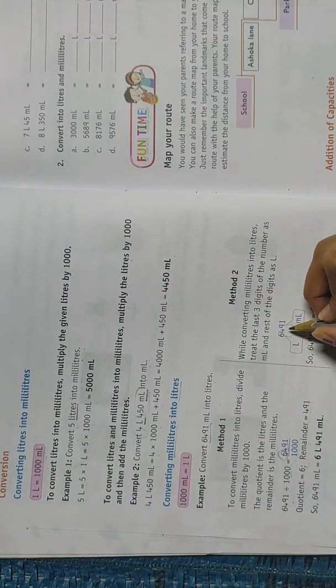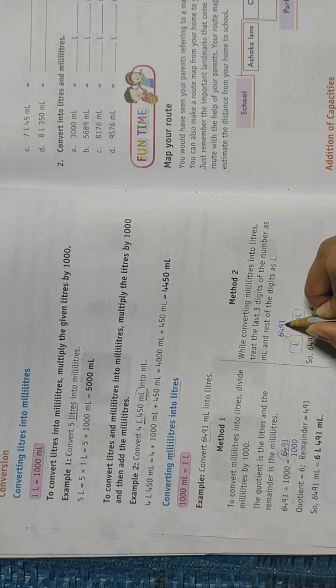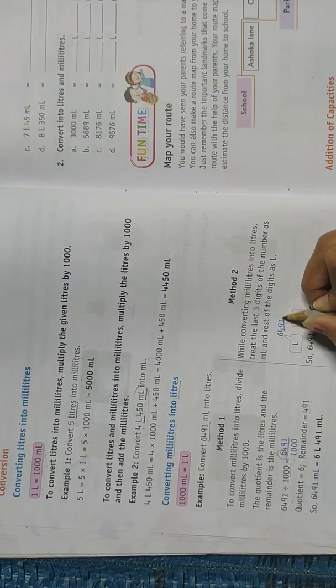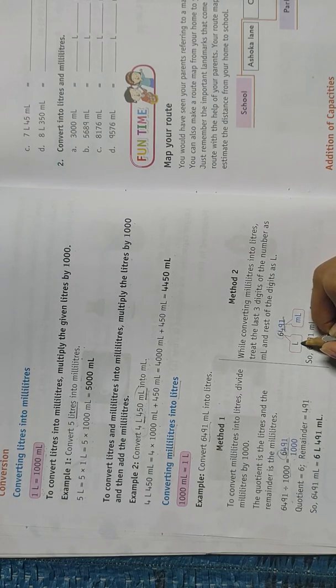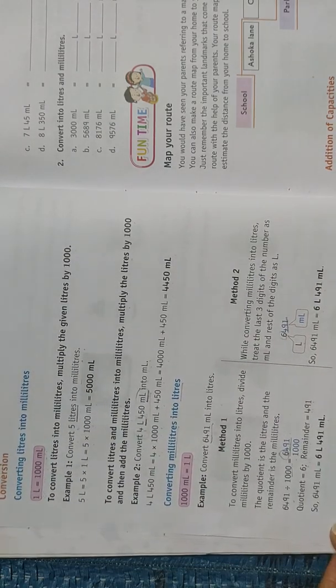Method 2 is also given. As I told you, for 6491 the last three digits will be considered as ml and the first digit will be considered as liters. So 6 liter 491 milliliter. This second shortcut method is also there.